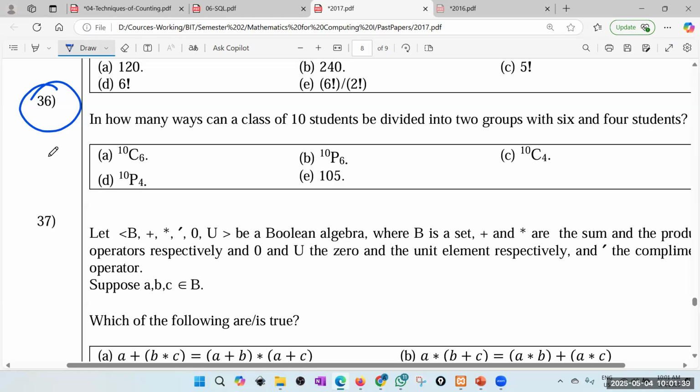In how many ways can a class of 10 students be divided into two groups with 6 and 4 students? 6 and 4 students. First of all, you need to identify: is it a combination question or permutation? If it is a combination question, what model of a question is this? Or is it something not a pure model? Maybe then this is more related to that model, or maybe this is a combination of two models, something like that.